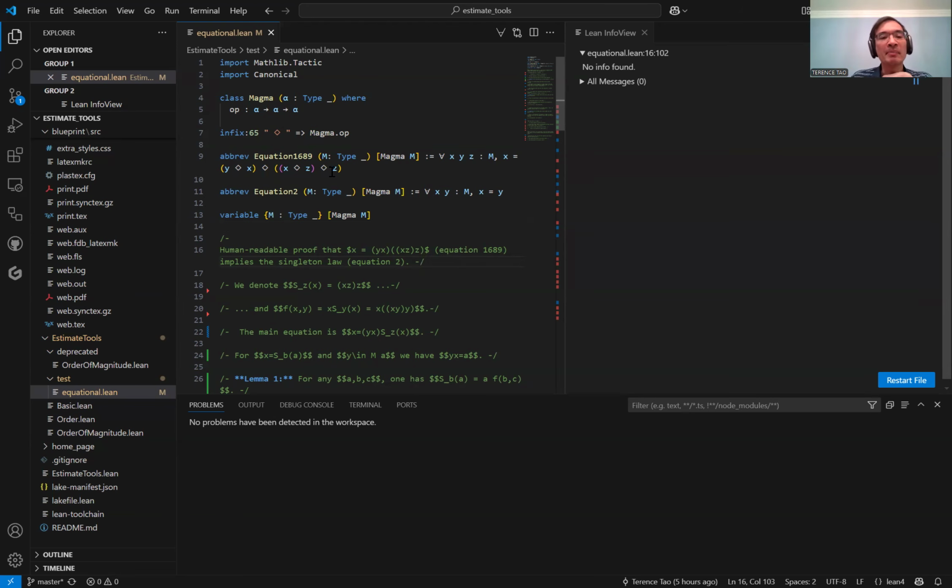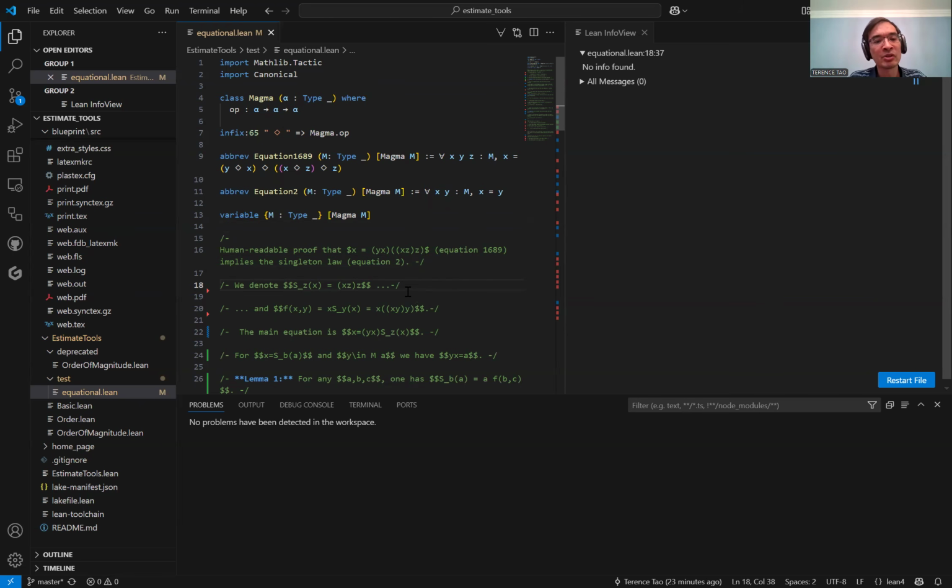But anyway, here's the setup. I just set up the basic definitions in Lean to state what we have. So a magma is just a class with a binary operation, which we can write using a diamond. Equation 1689 is the statement that for all x, y, and z, we have this particular equation. And equation 2 is the fact that x is always equal to y. And we would like to prove that equation 1689 implies equation 2. So I've broken up Bruno's proof into atomic bite-sized pieces, and we're just going to formalize it line by line, blindly, without really seeing the big picture, to see how that goes.